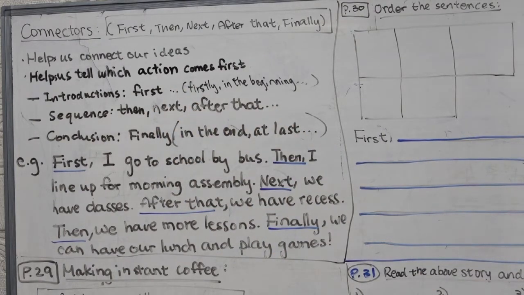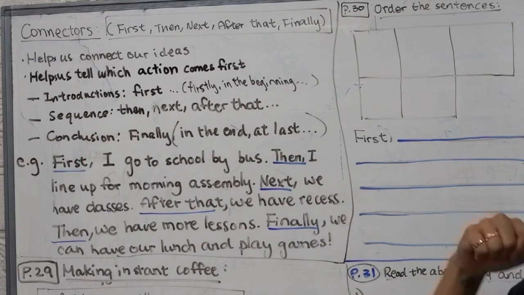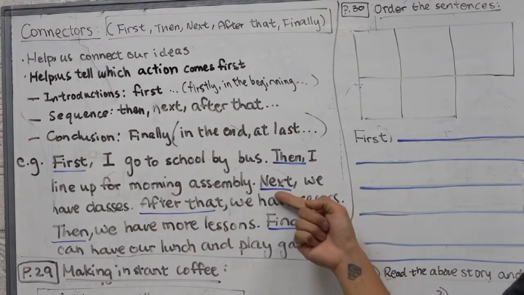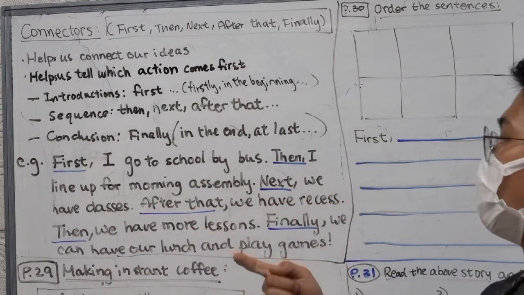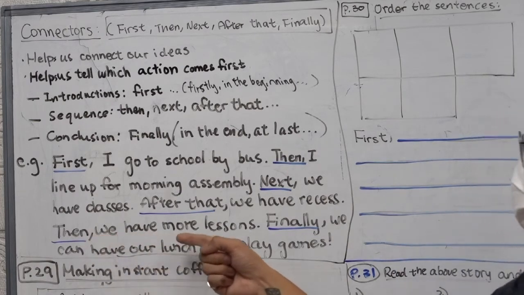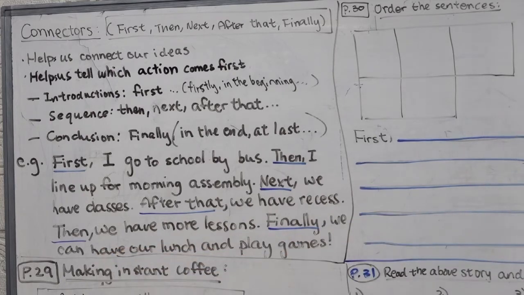Now, some of you might have raised the question, Mr. Joe, what if there's more than 5 steps? Say there's 6 steps. What should we do? Simple. Let's take a look at the example that I've given you. First, I go to school by bus. Then, I line up for morning assembly. Next, we have classes. After that, we have recess. Then, we have some more lessons. Finally, we can have our lunch and play games.